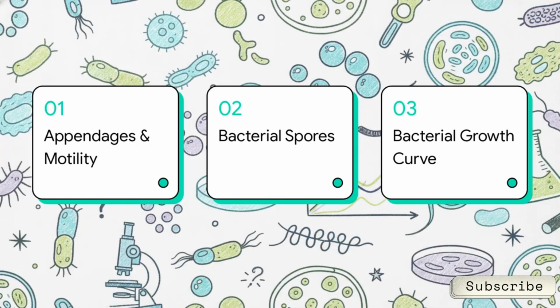Okay, let's dive right into our roadmap for this explainer. First up, we'll tackle appendages and motility. Second, we'll look at bacterial spores. And finally, we'll map out the bacterial growth curve. Having this framework in your head will seriously reduce your cognitive load.